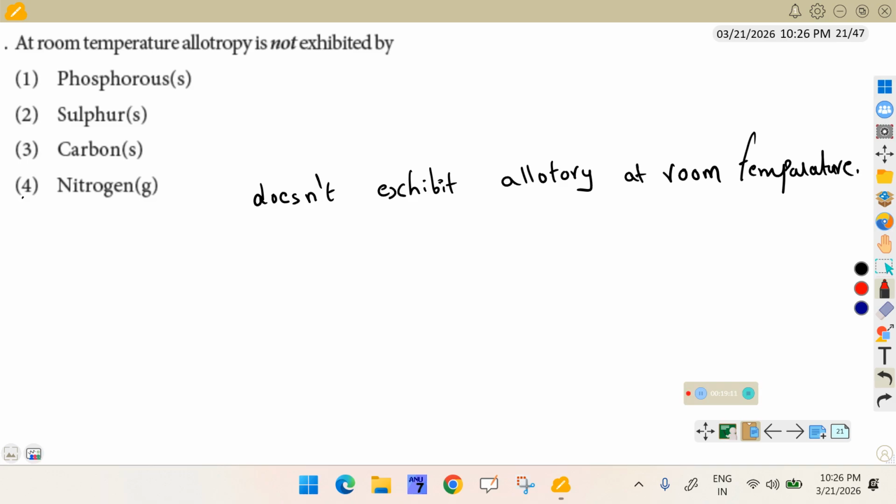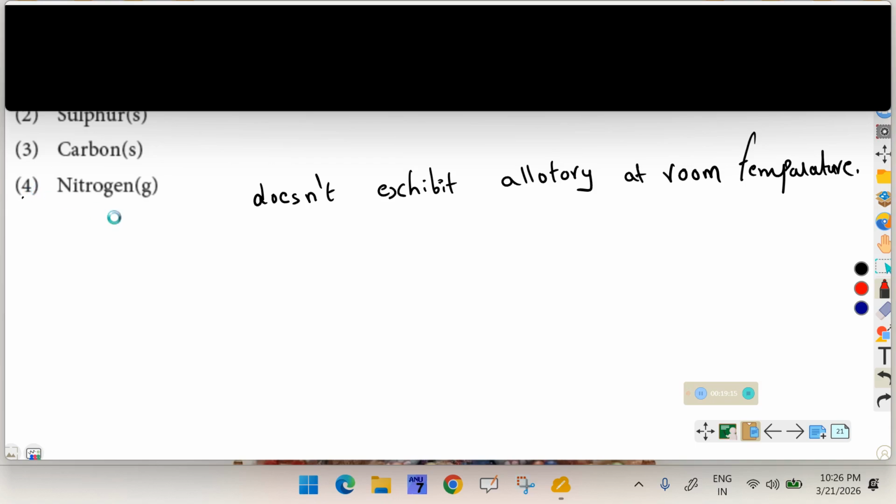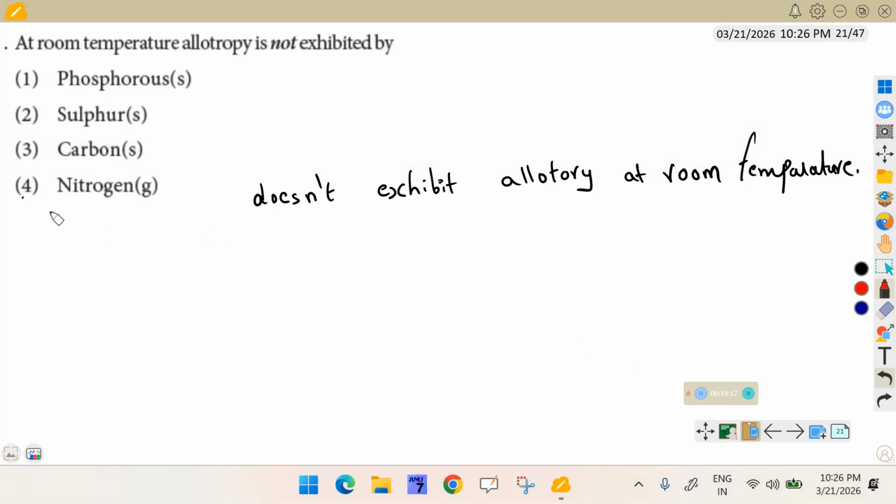At room temperature, allotropy is not exhibited by nitrogen. The condition is room temperature. At room temperature, nitrogen does not exhibit allotropy.